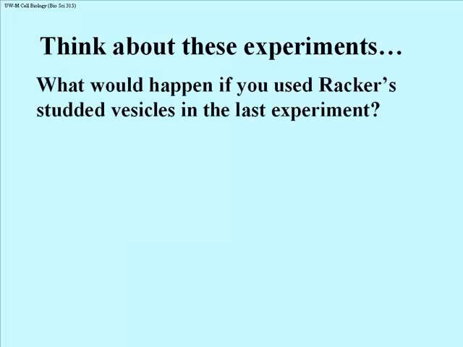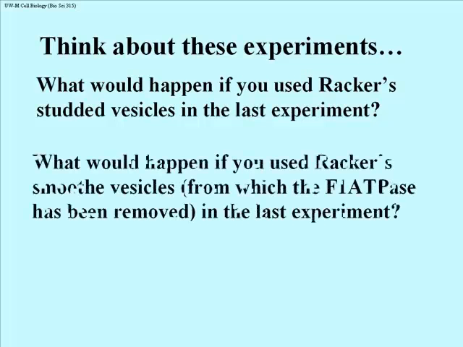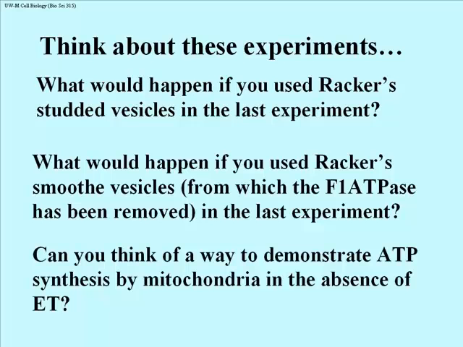Let's repeat the experiment using Racker's studded vesicles. What would happen? Then repeat the experiment using his smooth crista membrane vesicles. What would happen then? And here's a challenging one. Since electron transport can be separated from ATP synthesis, can you come up with an experiment to show that mitochondria can actually make ATP in the absence of electron transport?